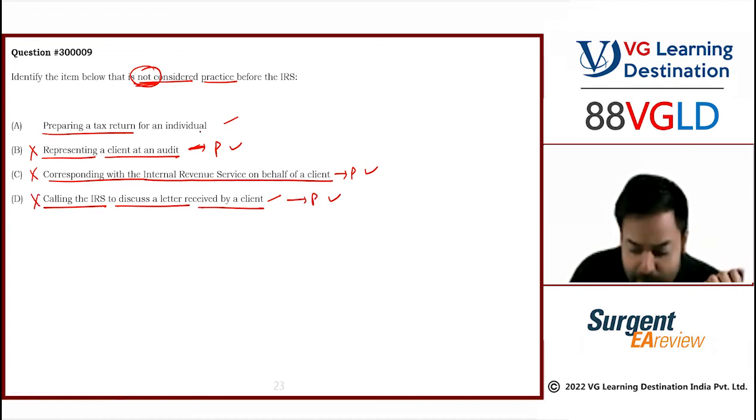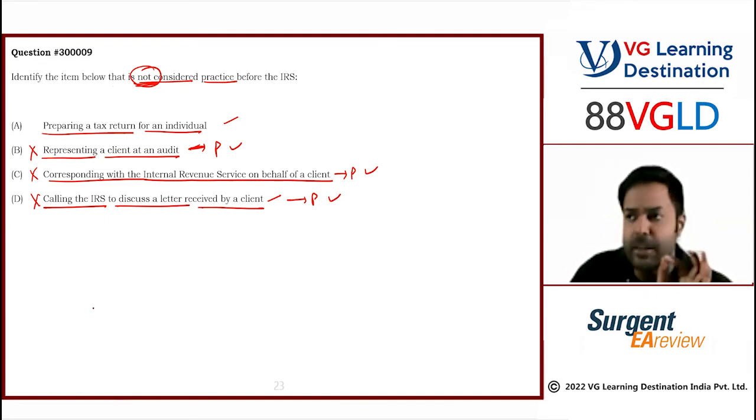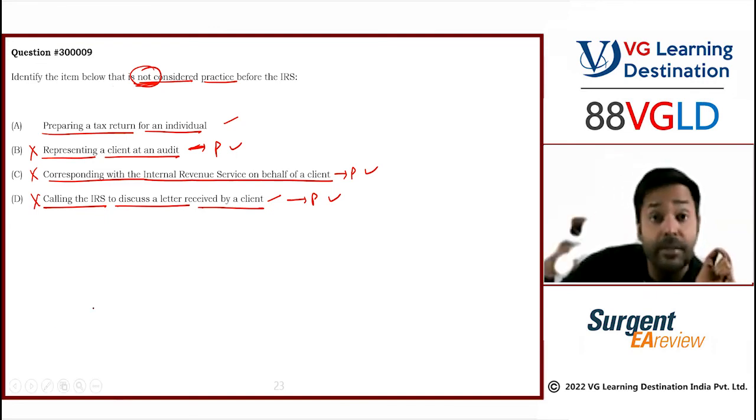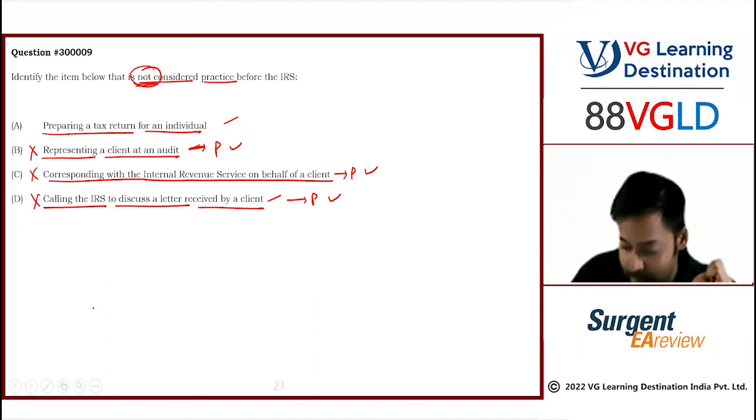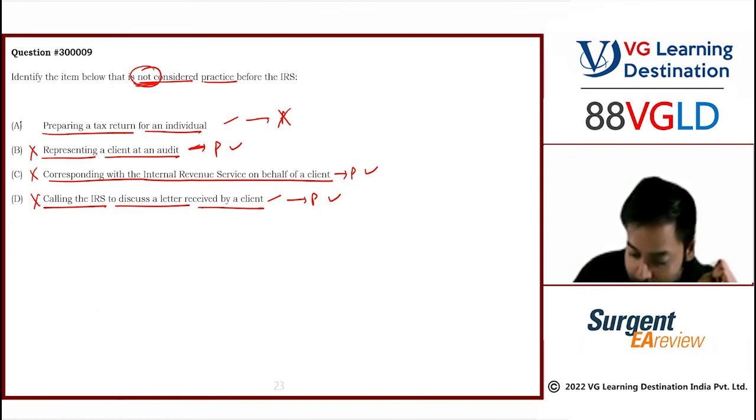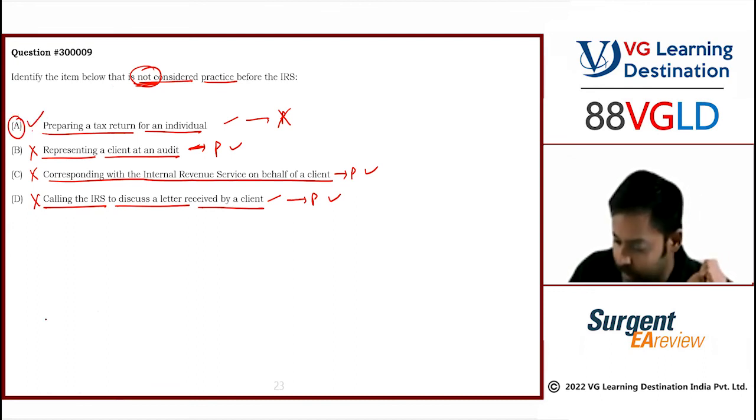Preparing the tax return, we have done this. If you are preparing the tax return, it is not that you are representing the client. It is not like you are practicing before the IRS. No, that's not. Hence it is the answer. Is that okay, everyone? Okay.